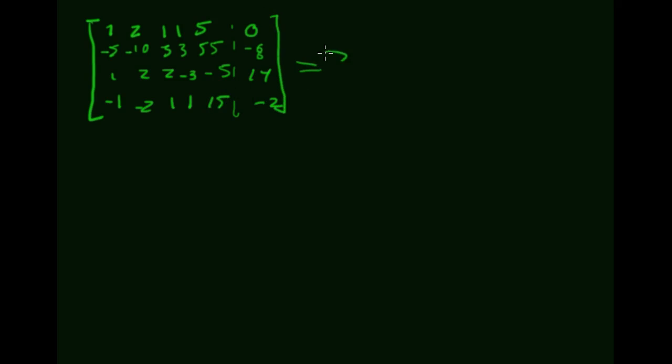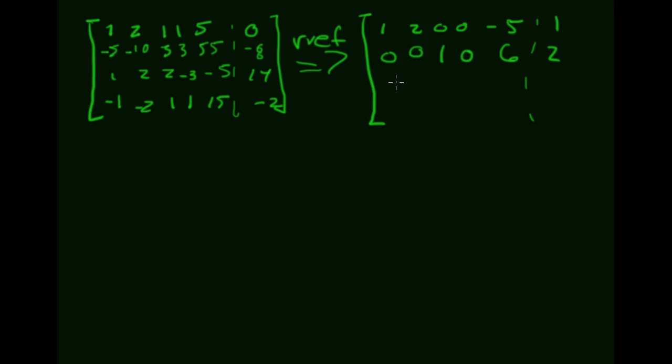Okay, so I'm going to apply Gauss-Jordan to that, and I end up with 1, 2, 0, 0, negative 5, 1, 0, 0, 1, 0, 6, 2, 0, 0, 0, 1, 4, negative 3, and 0, 0, 0, 0, 0, 0.